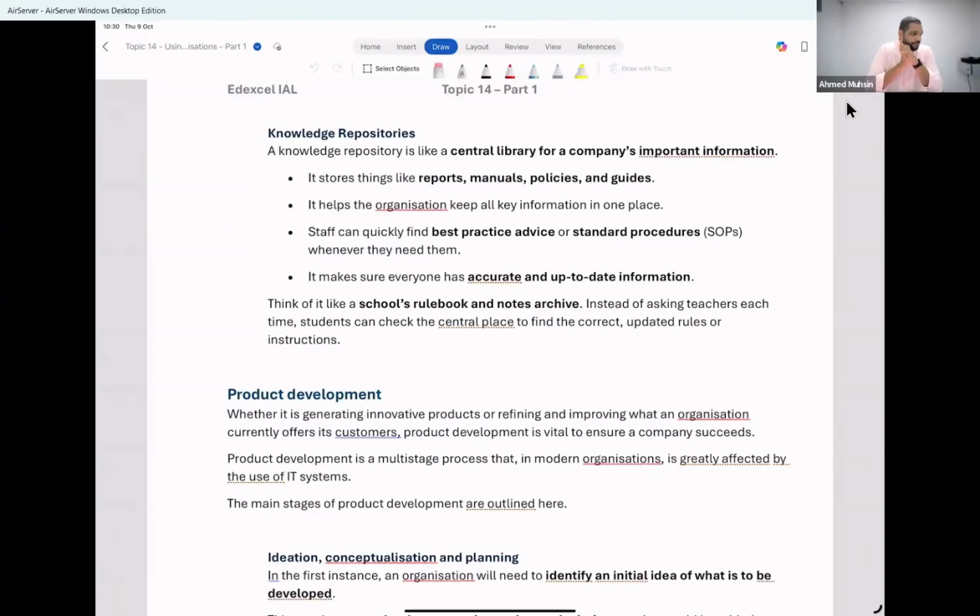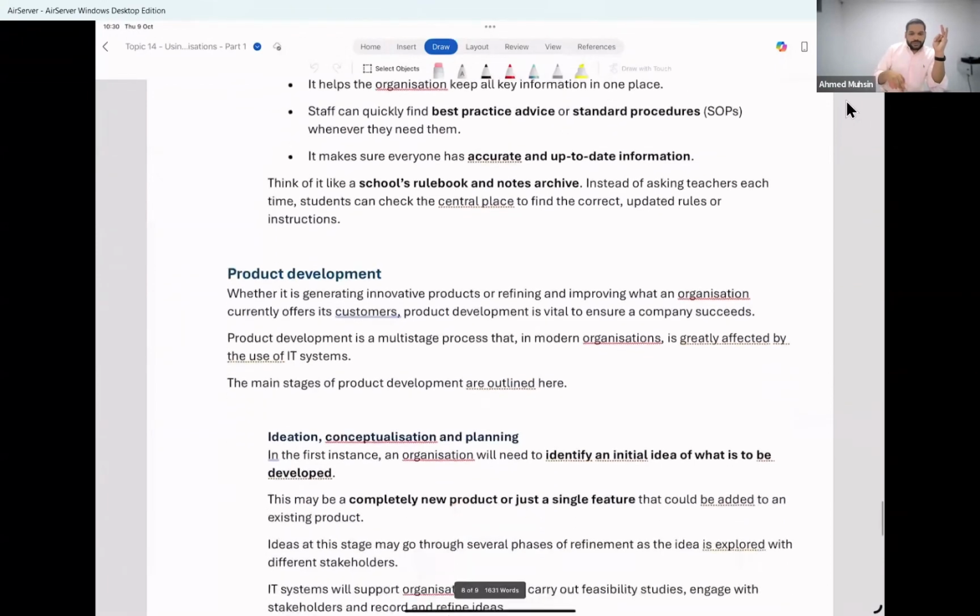Everybody okay with this? So we are talking about using IT systems in organizations. We saw operational support. We saw collaboration. We saw knowledge management. We have two more actually. One of them is going to take some time.